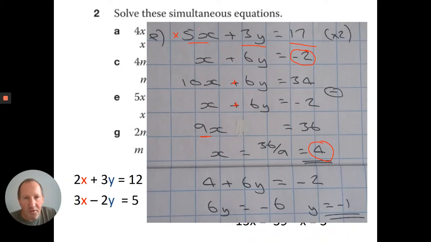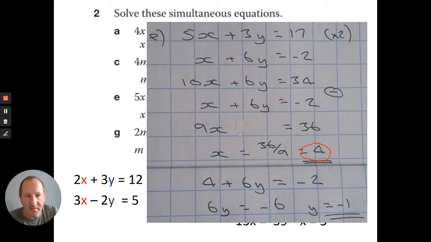So 5 lots of 4 is 20. 20 add on 3 lots of something is 17. Well, that's actually then telling me that this something here that I'm adding on must be take away 3. So 3y is equal to minus 3. Therefore, y is equal to minus 1.